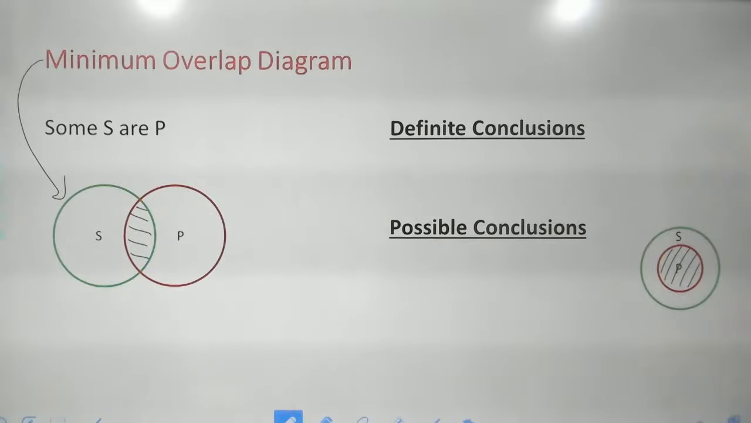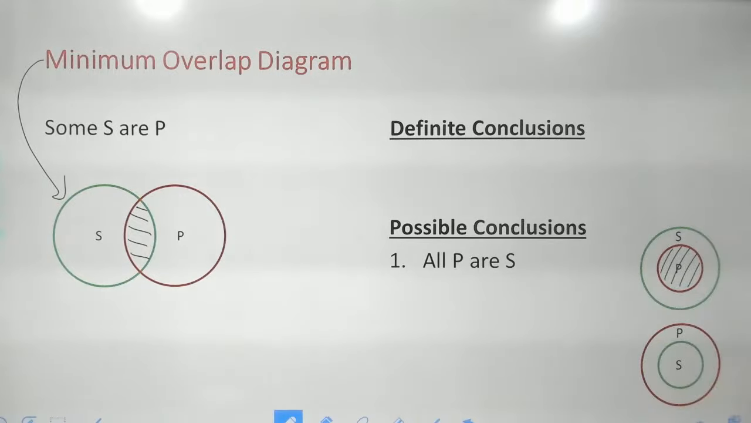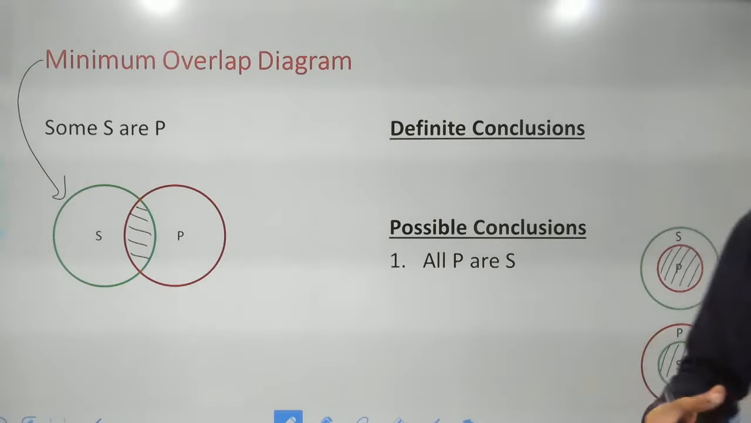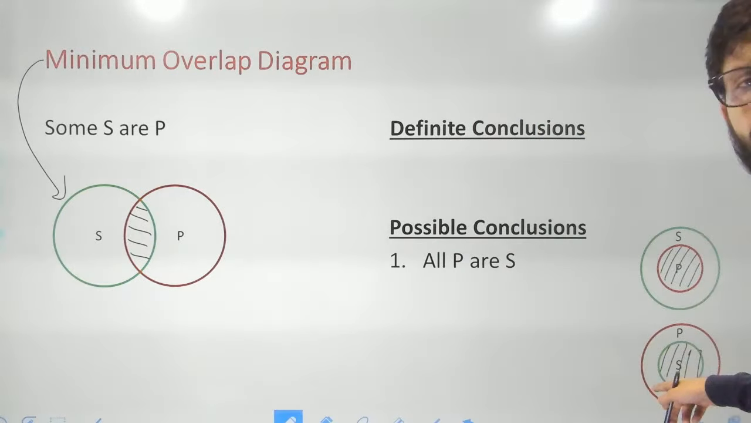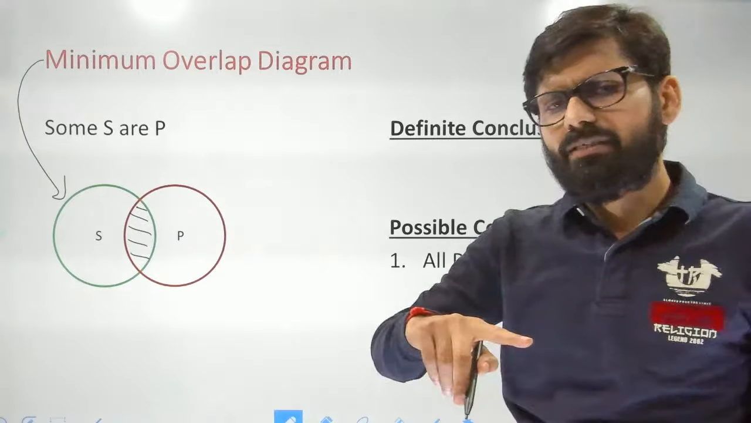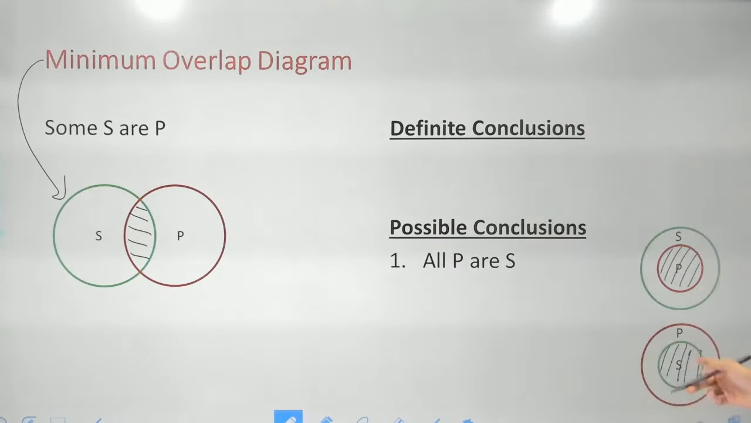Right? And then some SRP could also be shown like this. Again, S and P overlap in this region. Some people might ask, sir, in this case, all SRP. But then all SRP entails some SRP. So obviously some SRP can also be shown like this.